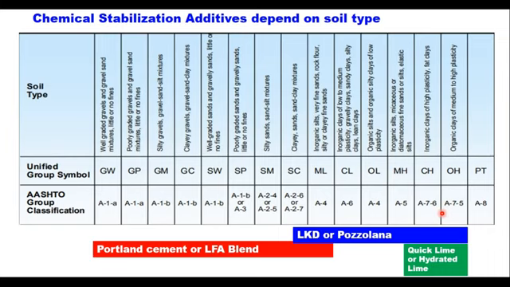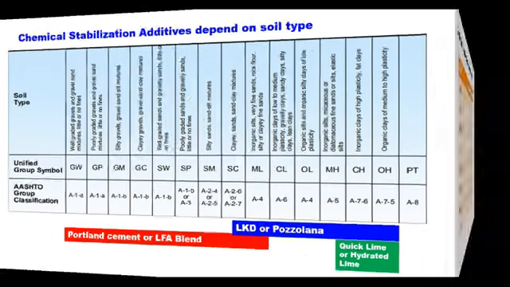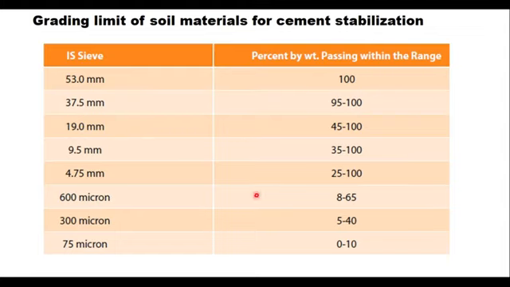The aggregate soil mixture should satisfy the gradation as given in this table. The maximum size of aggregate is 53 mm and nominal size of aggregate is 37.5 mm, and it should follow the gradation as given in this table.